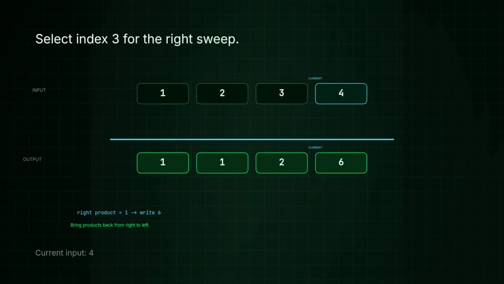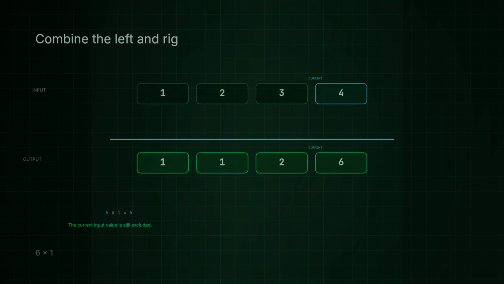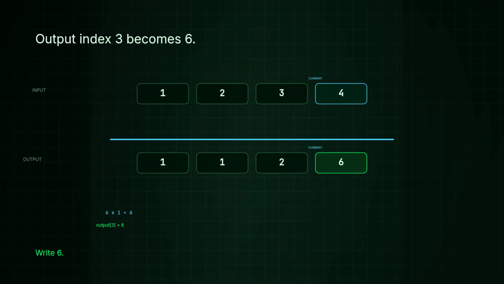Move from the right to index 3. The left product is already stored here. The stored left product is 6. The product on the right is 1. Multiply them to get 6. Write 6 into output index 3. Then include 4 in the running right product for the next position.